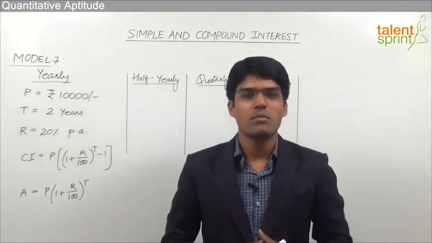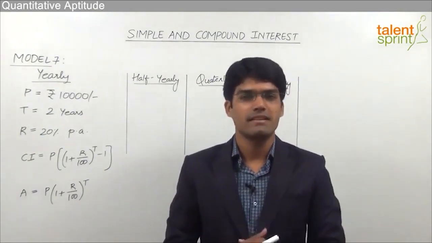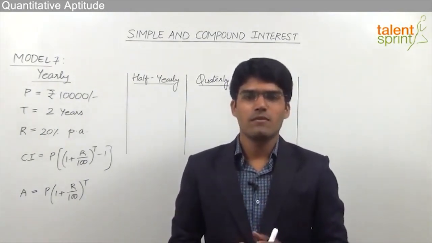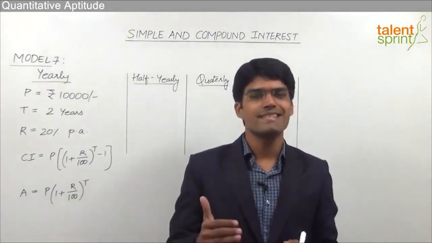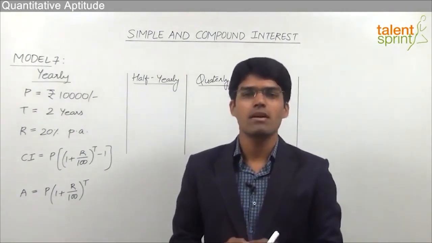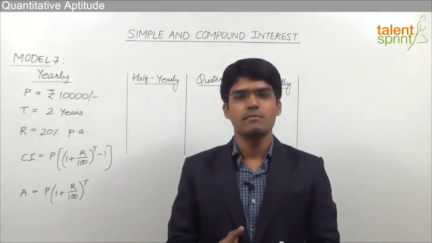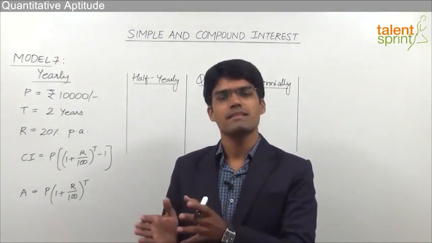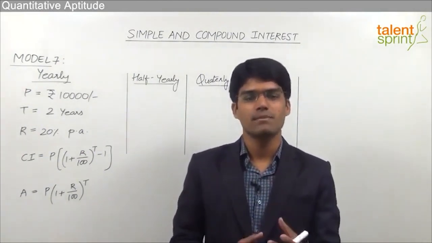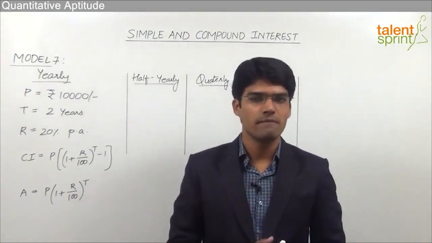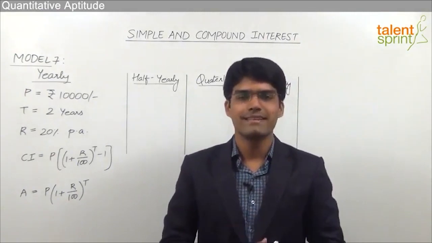Let us now take the next model from simple and compound interest, where we are going to discuss a very interesting question. Generally, in case of compound interest, we have learned in the beginning of the session that the interest changes every year, and that happens because the principal changes every year. Why? Because the new principal will always be the previous year's interest plus the previous year's principal. For example, the principal of second year will be principal of first year plus interest earned in first year. The principal of fourth year will be principal of third year plus the interest earned in third year.